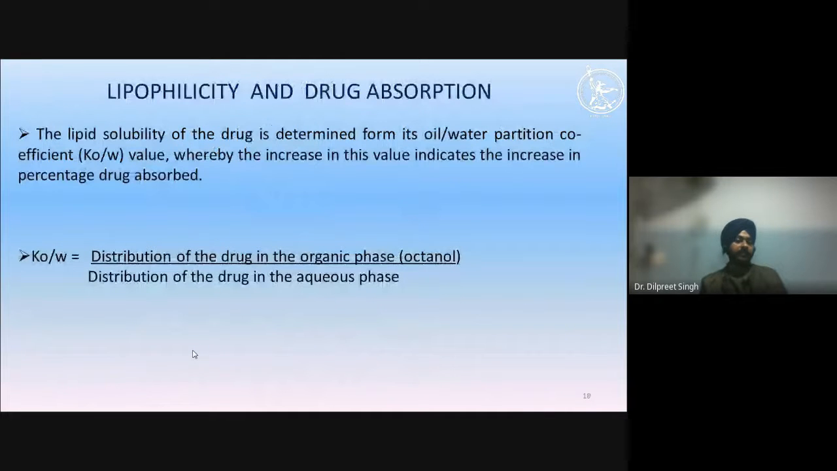Lipophilicity is one of the most important hurdles when we talk about drug absorption. We can determine the lipophilicity of a drug by using the oil-water partition coefficient value, whereby an increase in this value indicates an increase in lipophilicity, or what we call the percentage of drug absorbed. So we calculate the partition coefficient, that is K o/w. That is basically the partitioning of the drug towards the hydrophilic compartment or towards the lipophilic compartment, and it can be determined by the oil-water partition coefficient method. So K o/w is equal to the distribution of the drug in the organic phase, that is basically octanol, divided by the distribution of the drug in the aqueous phase.